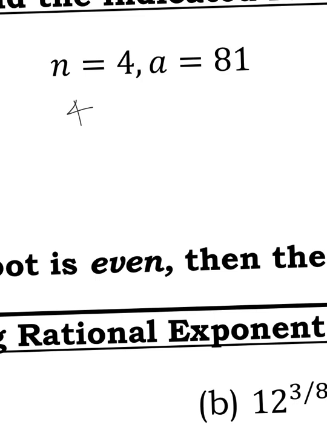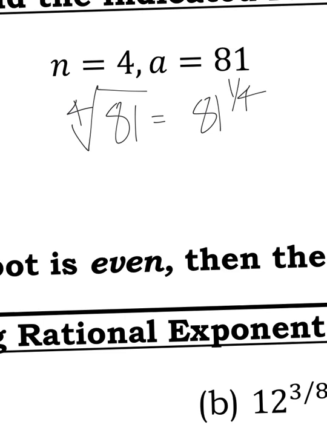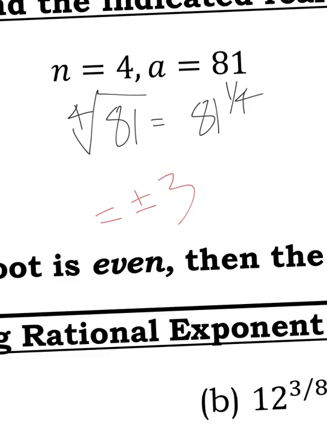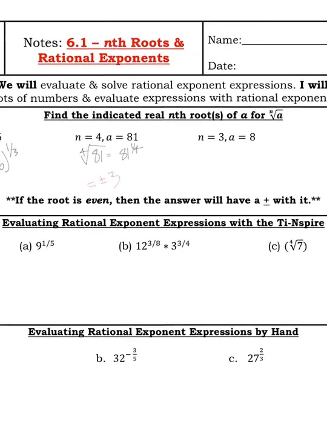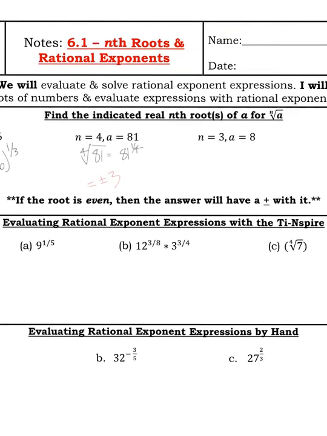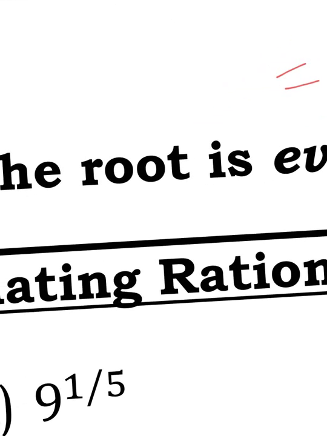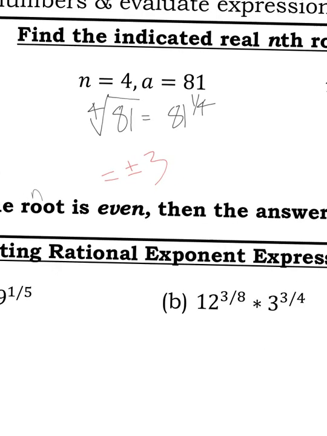Here I'm going to do the fourth root of 81 equals 81 to the 1/4 power, okay? And that's going to just equal 3. Only I need to write plus or minus 3. Why do I need to write plus or minus 3? Well, this statement right here, if the root is even, then the answer will have a plus or minus with it. So the root, remember, is that letter n. So if n is even, then your answer will have a plus or minus with it.